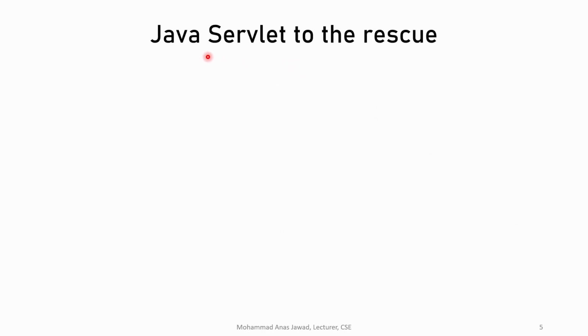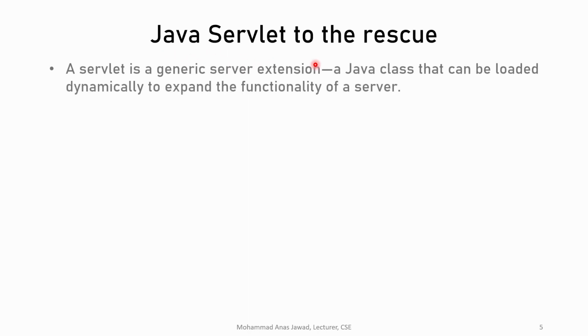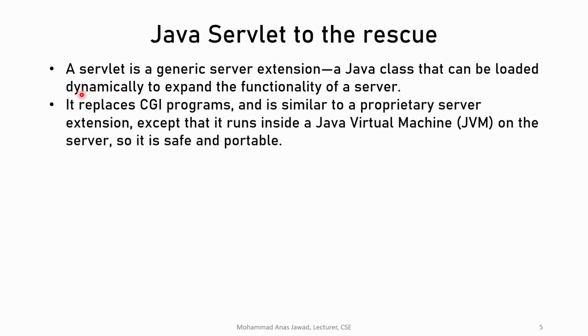So obviously we needed an alternative to CGI programs, right? Now comes Java Servlet. A servlet is a generic server extension, as we have already defined in our first slide. It is a simple Java class that can be loaded dynamically to expand the functionality of our server. It replaces CGI programs and is similar to a proprietary server extension, except that it runs inside a JVM on the server, so it is safe and portable.